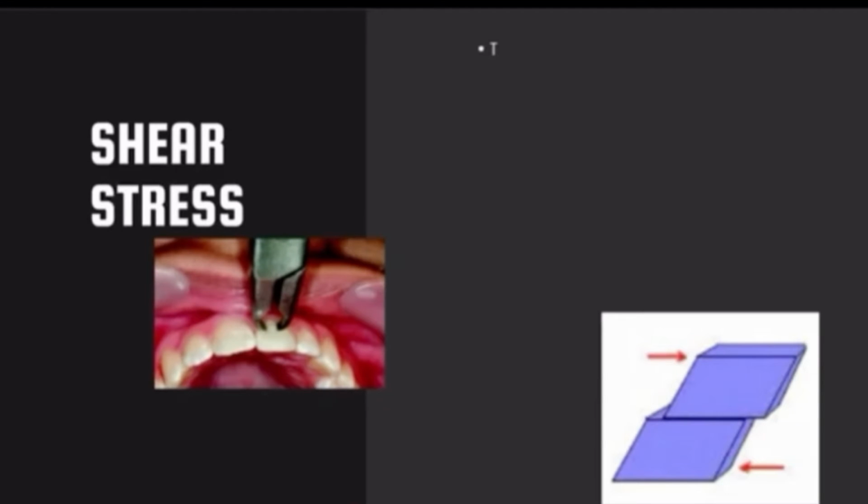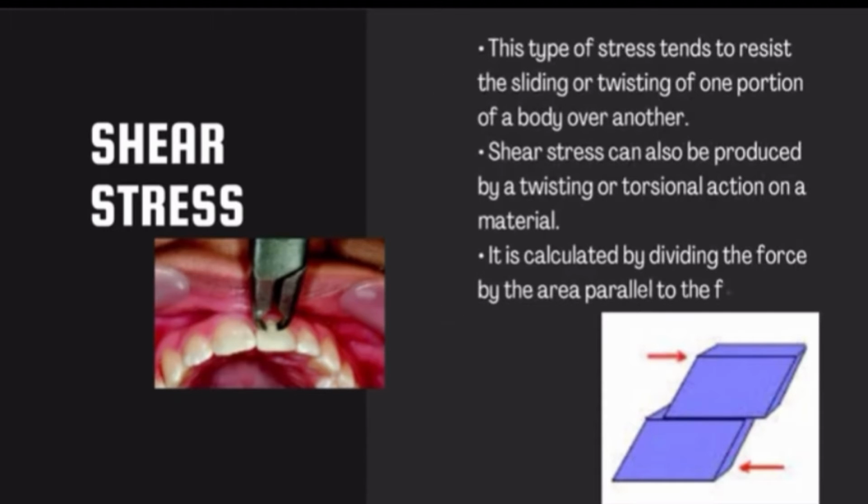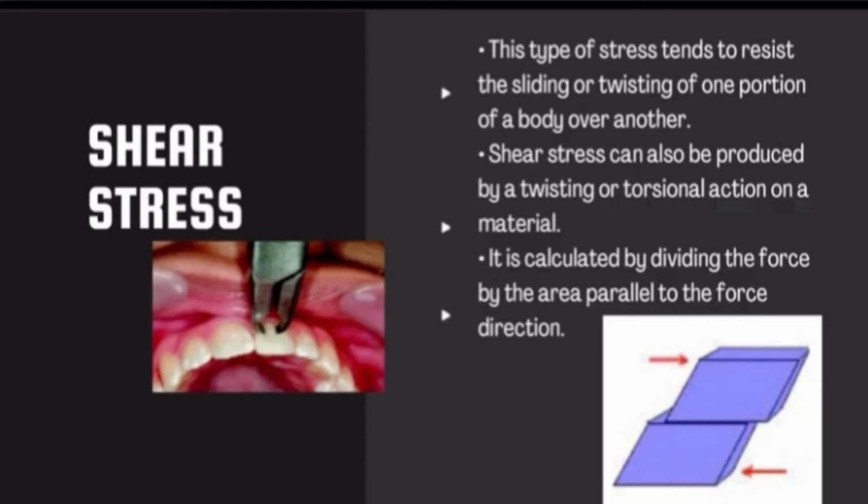The next type of stress is shear stress. This type of stress tends to resist the sliding or twisting of one portion of a body over another. Shear stress can also be produced by a twisting or torsional action on a material. It is calculated by dividing the force by the area parallel to the force direction.